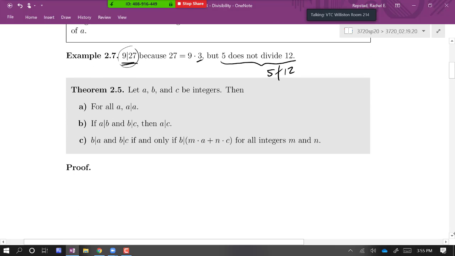So we're going to start off with the theorem, which we'll prove. The first couple parts are actually pretty simple, and I will say even the first part seems obviously true. For every integer A.